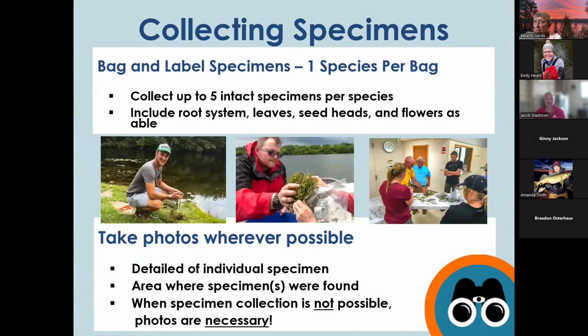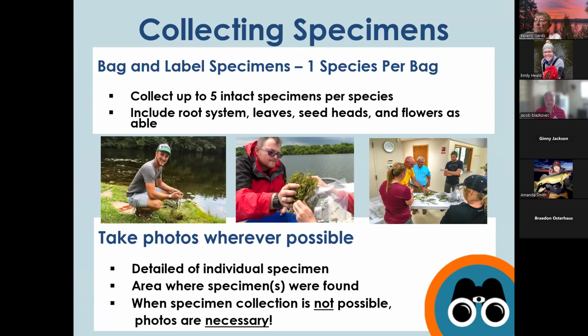So when you're collecting specimens, if you find something suspicious, you're going to want to grab a sample of it, or we call them specimens. Try to keep it to one suspect species per baggie that you'll be given. You'll be given little plastic Ziploc baggies. And when you grab a specimen, if it's a plant, try to grab the roots and leaves and any sort of seeds or flowers from the plant that you have.